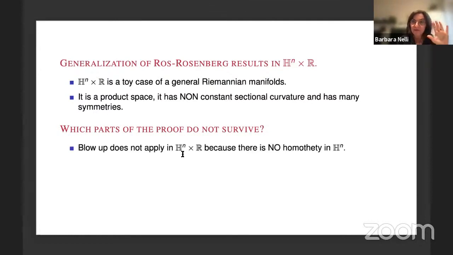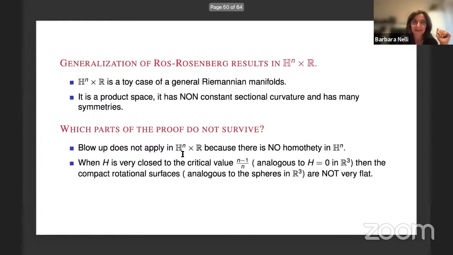The first part that does not survive is the blow up, because dilations in H^n are not dilations. You can say there is no dilation in H^n. So the blow up theorem doesn't make sense. And then there is another part that is important that does not survive.